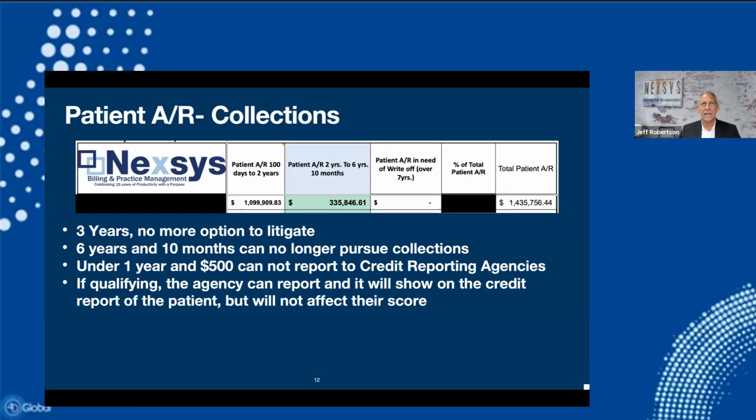So the way collections break down, and these are sort of the rough guidelines, and they break down by state, but there's different time limits on this. The first bullet is, the clinic has 3 years to go after that balance, and then it can't litigate. Not that doctors are going to sue a patient for a $100 balance. They're just not. But after 3 years, they don't have any option. At 6 years and 10 months, they can no longer even put them in collections.